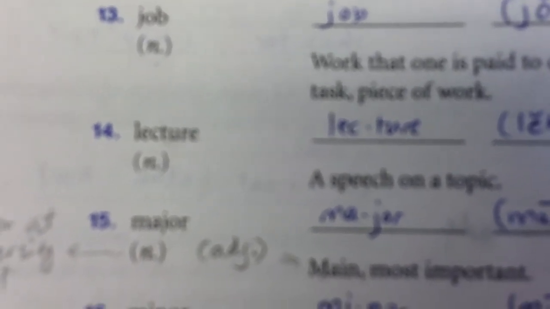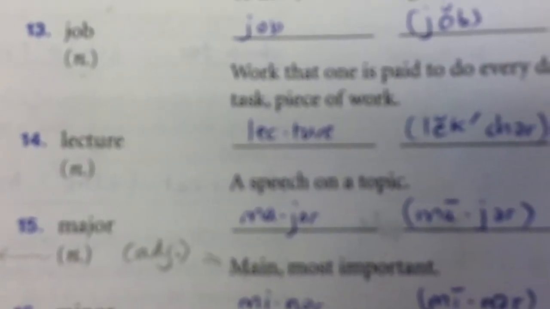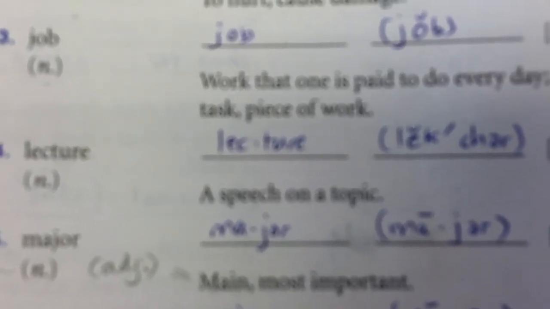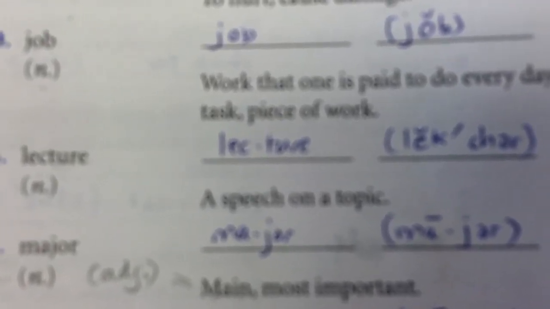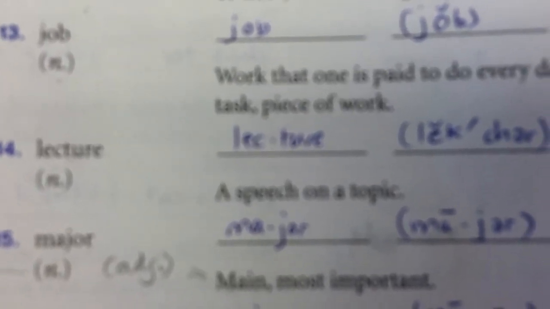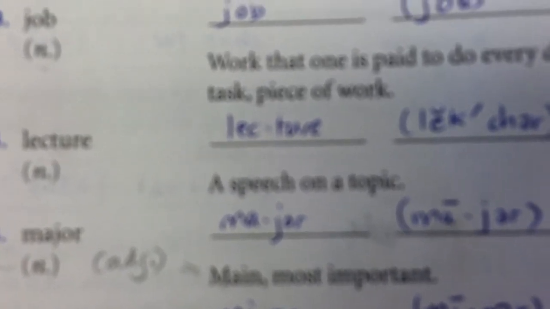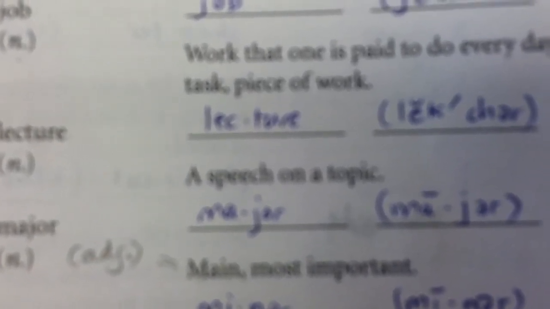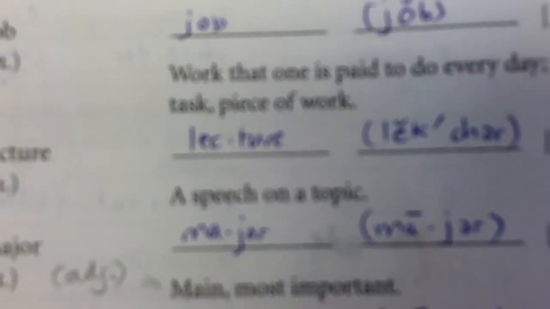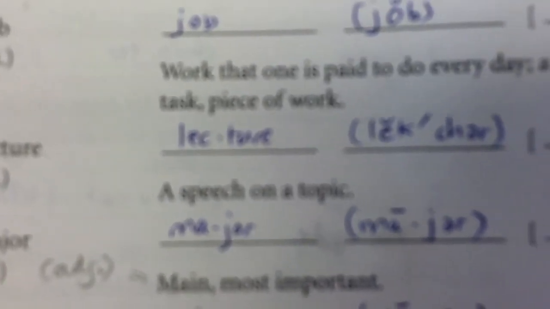The next word is lecture. Lecture is a noun that means a speech on a particular topic. We have one dot. Where is the dot? L-E-C dot T-U-R-E. And that means it has how many syllables? Two. We pronounce lecture. Where is the stress? On one. Right. So 2-1 for lecture.